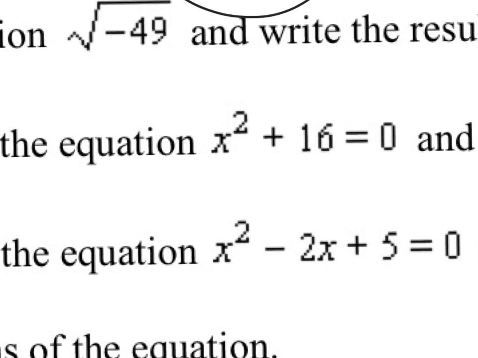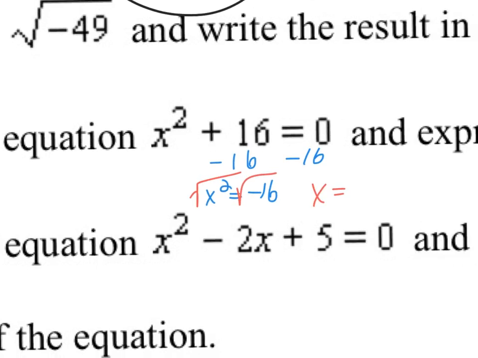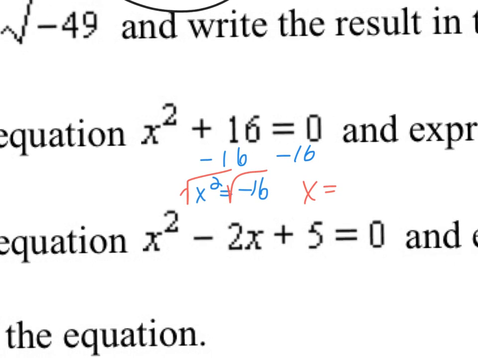How do I solve this? x squared plus 16 equals 0. Minus 16 from both sides, so I get x squared equals negative 16. Now what? Square root. So x equals, when I put the square root on, I put what in front? Plus or minus. What's the square root of 16? 4. And since there's a negative, what needs to go with it? i. Perfect. Good.